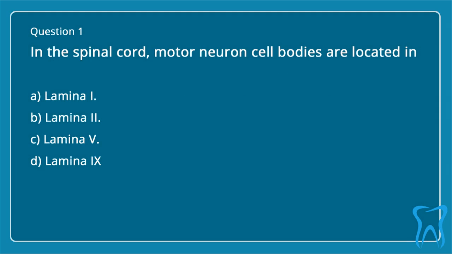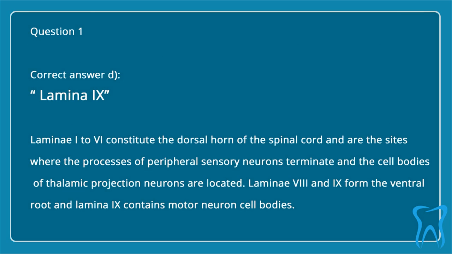Question 1. In the spinal cord, motor neuron cell bodies are located in A. Lamina 1, B. Lamina 2, C. Lamina 5, D. Lamina 9. Correct answer is D. Lamina 9.